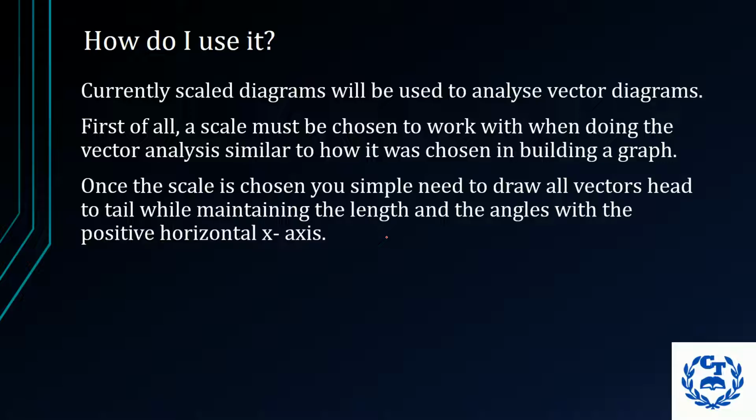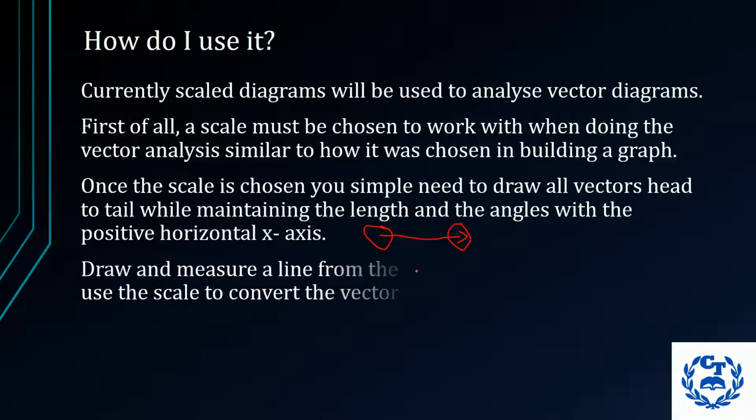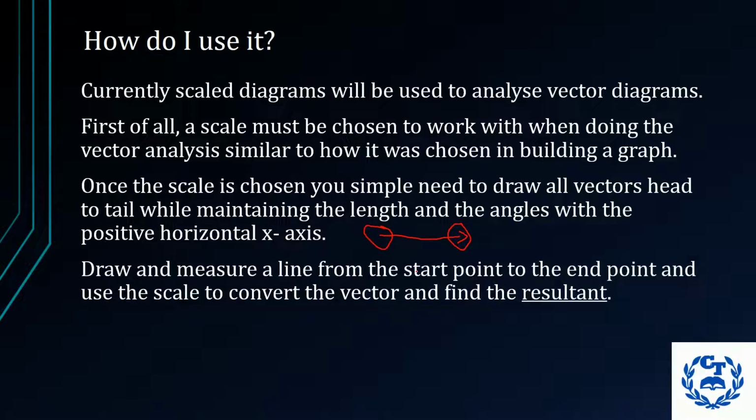When you are drawing a vector or representing a vector with a diagram, you draw an arrow of a particular length for that vector quantity, and you simply call this here the head and this here the tail. Once you're finished representing all the vectors in a diagram, you simply draw and measure a line from the start point of the vectors to the end point of the vectors, and you use the scale to convert it, and this will give you the resultant. The resultant is simply one vector that represents the combination of all the vectors.